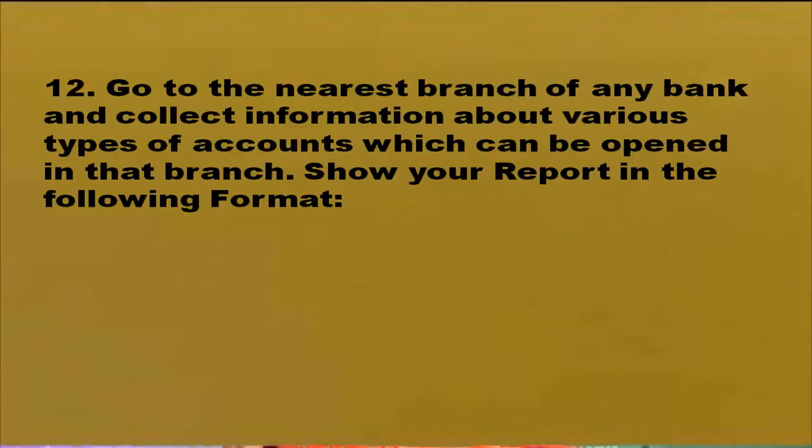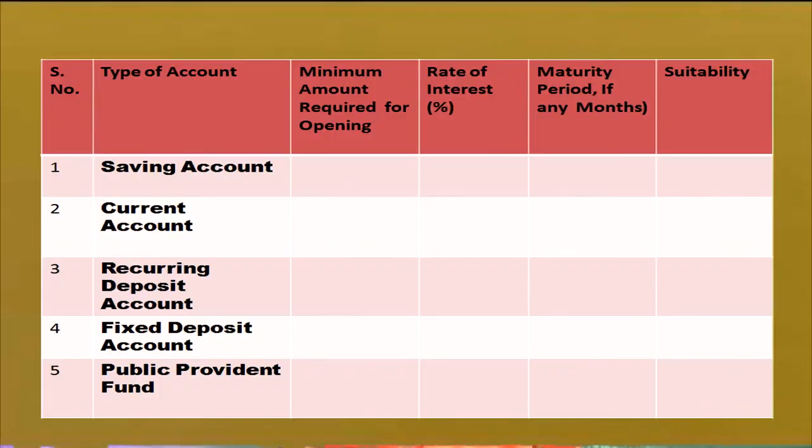Going to another report, go to the nearest branch of any bank and collect information about various types of accounts which can be opened in that branch and show your report in this form. Serial number, type of account, minimum amount that is to be required for opening that account, rate of interest, maturity period and its suitability. I have also given type of accounts like savings account, current account, recurring deposit account, like that.